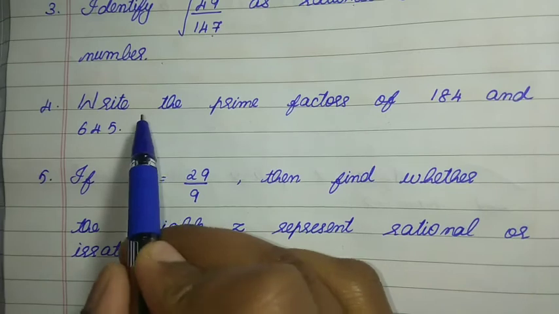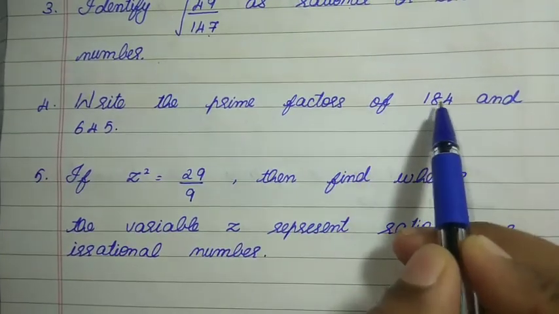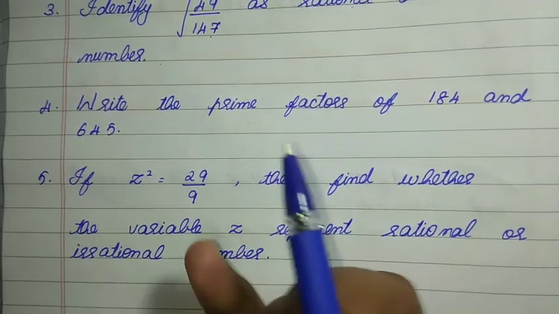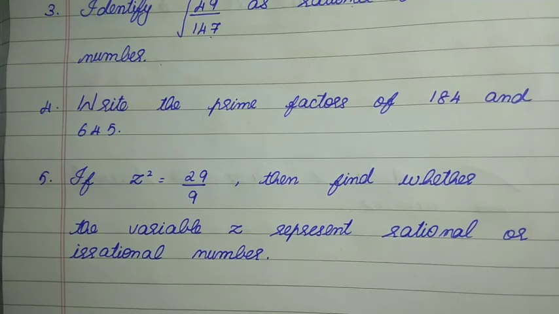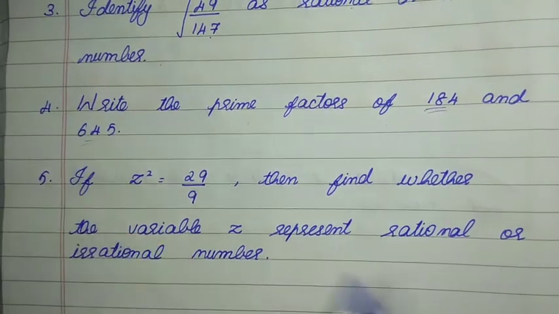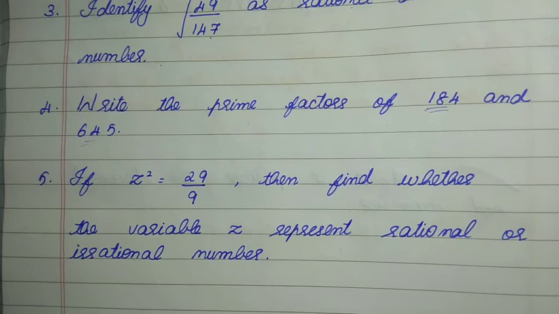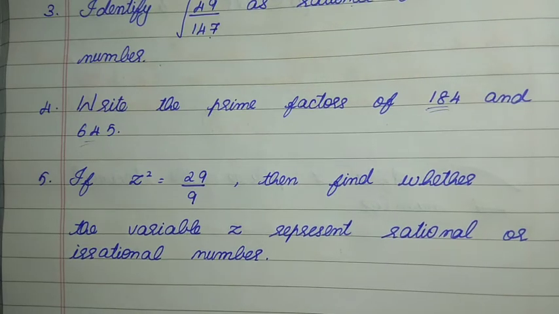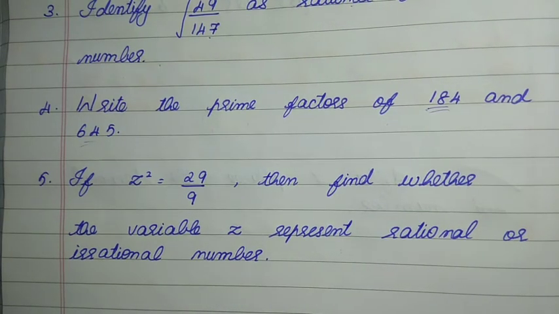Question 4. Write the prime factors of 184 and 645. This is a very easy question. You can directly do the prime factorization for these two numbers. You need not find anything else. Only prime factorization is needed.